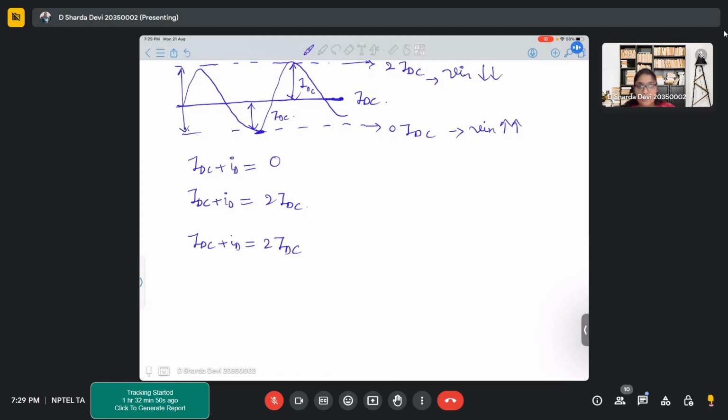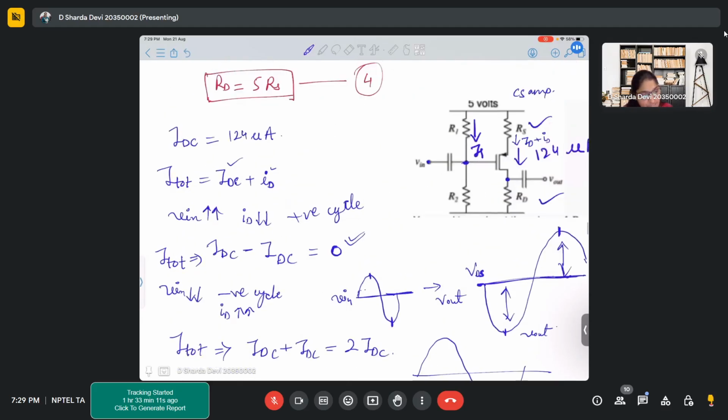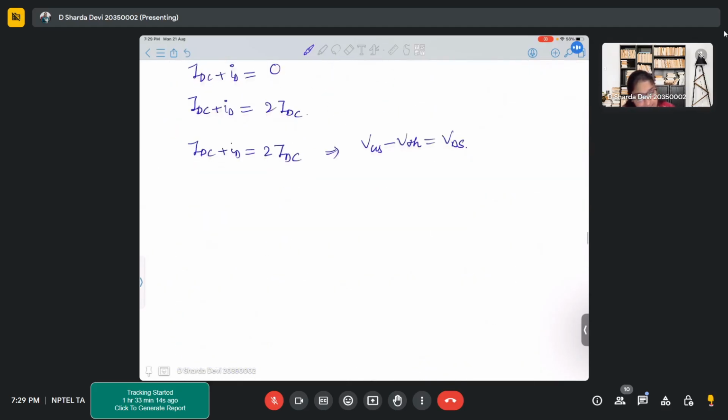So for this particular swing, your transistor should remain in saturation. What is the condition for saturation? VGS minus VTH should be greater than or equal to VDS. Since it is a PMOS transistor, let's write it in terms of PMOS only: VSG minus mod of VTH should be equal to VSD. This is what we know.